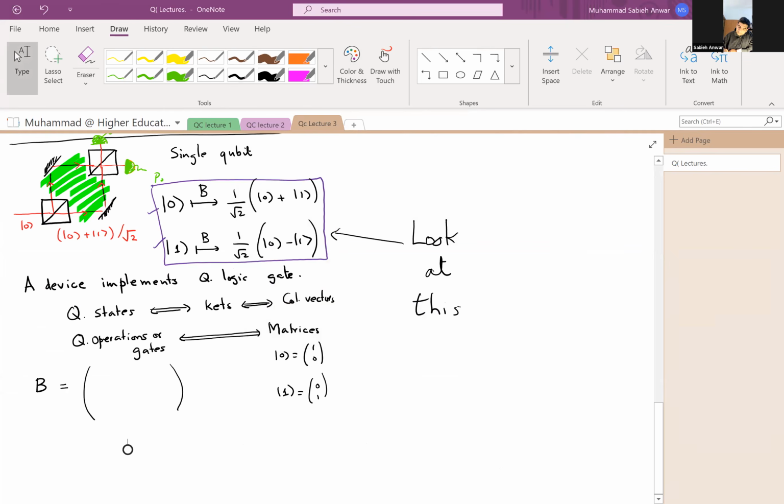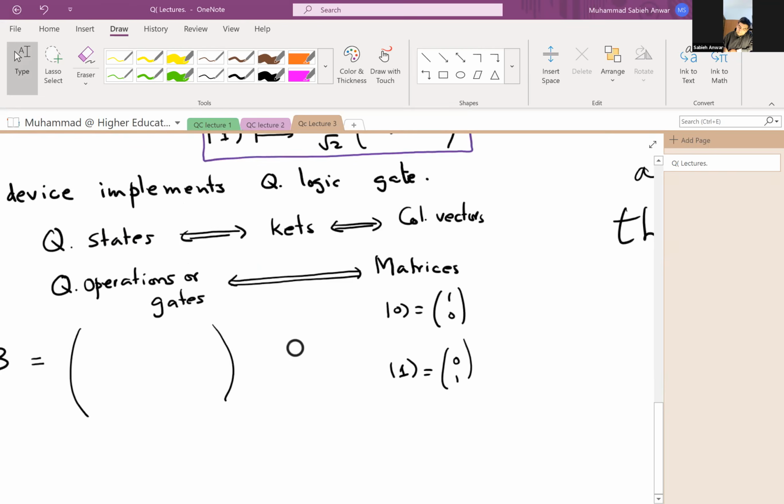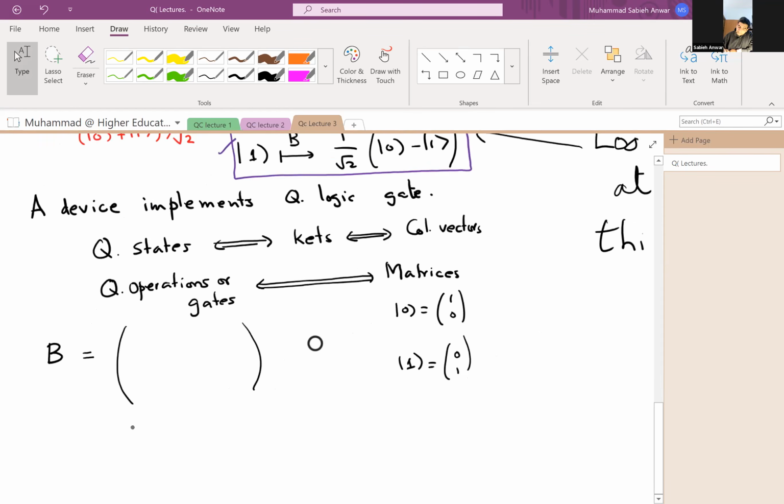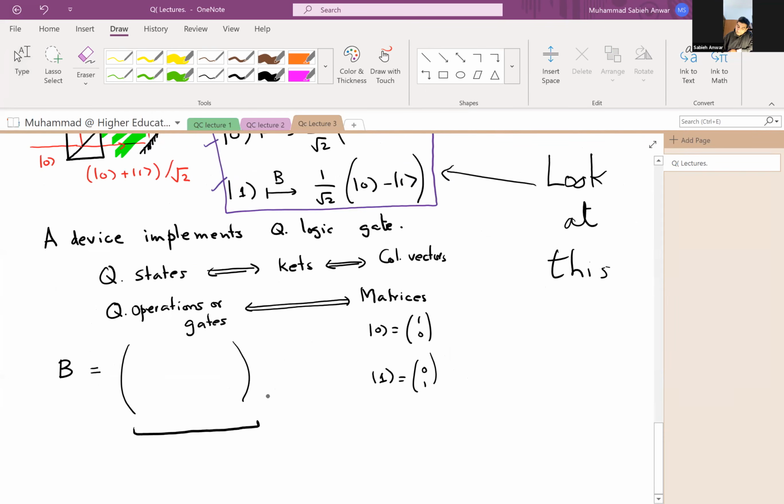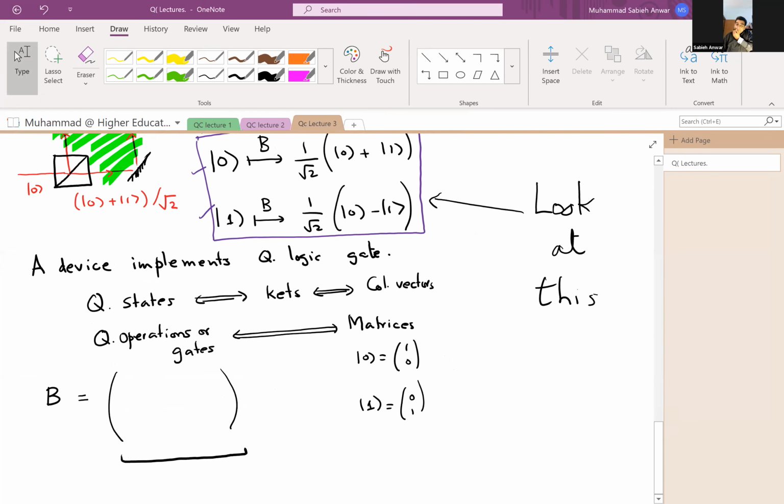Can you identify what this matrix is going to look like? What is this matrix? Should this matrix be 1 over square root of 2, 0, 0, minus 1 over square root of 2? What should I write here?